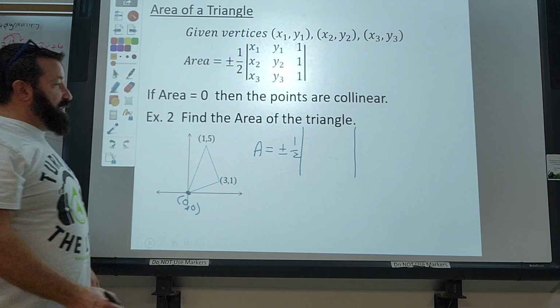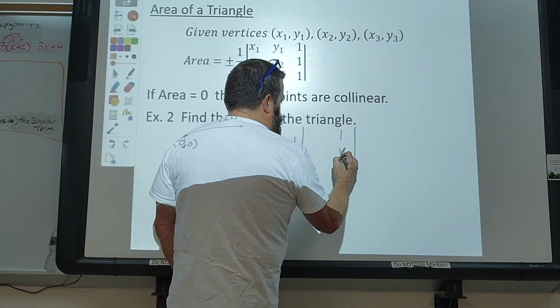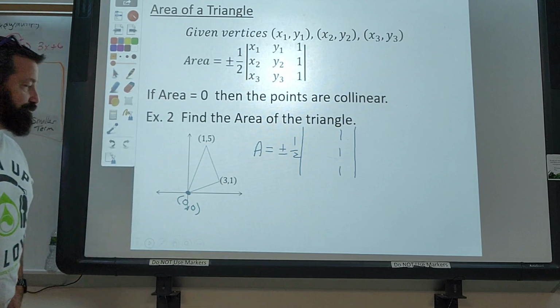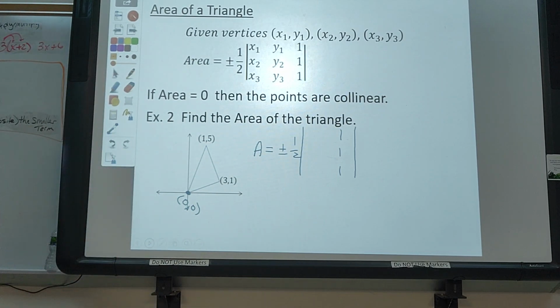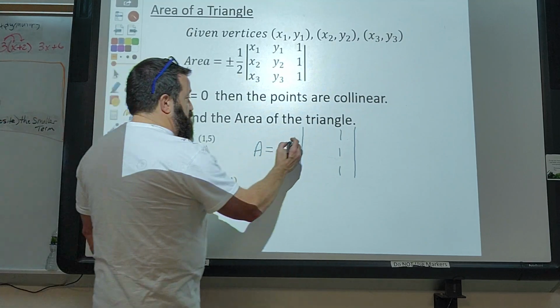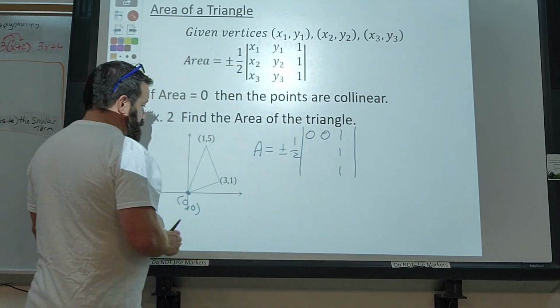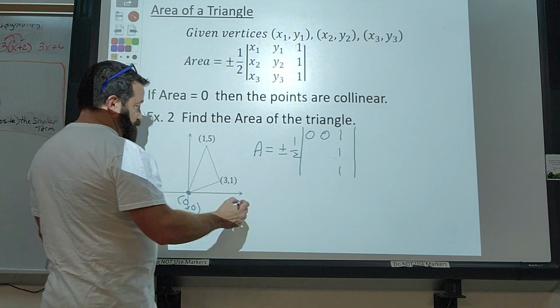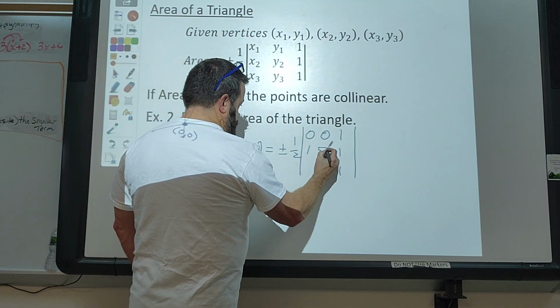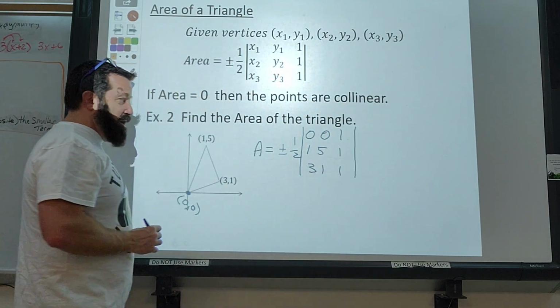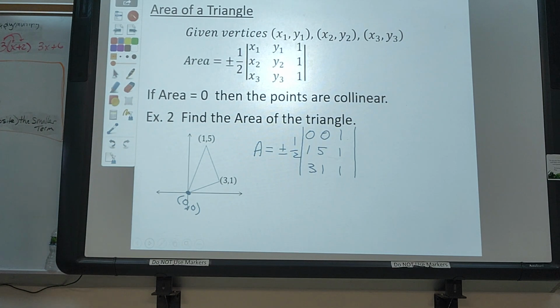Again, the right-hand column, no matter what, those are 3 ones. And then you take your 3 points in any order you want. Which one do you want to do first? 0, 0? Okay, 0, 0 first. Now what? 1, 5. 1, 5? 3, 1. 3, 1. Again, it does not matter what order I do them in, but the order you choose may cause it to be negative. And if it does, you just change it to positive.